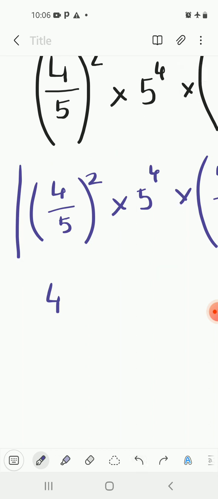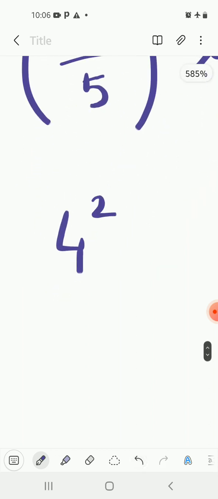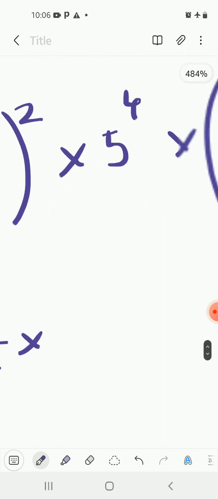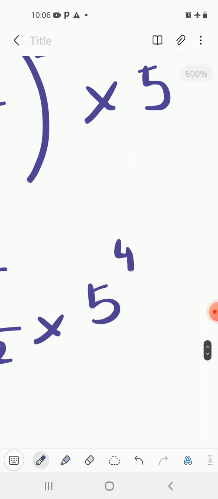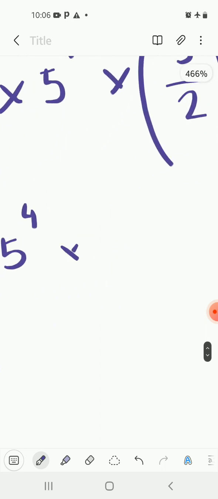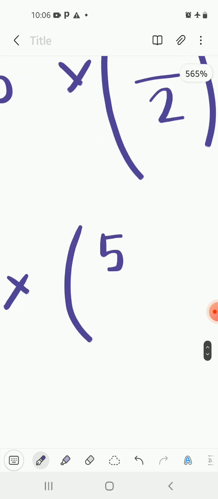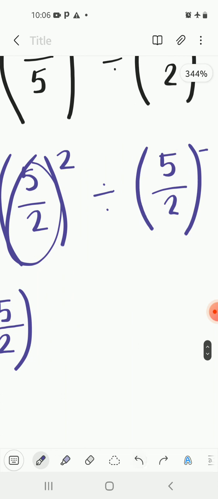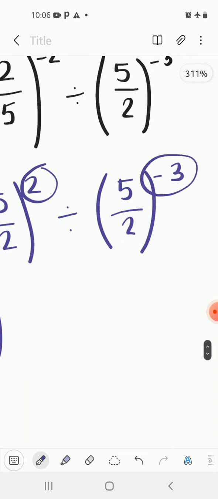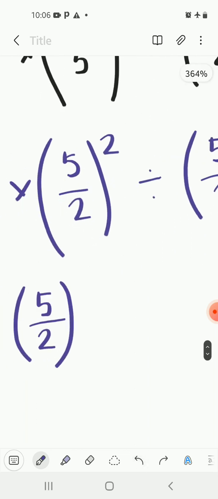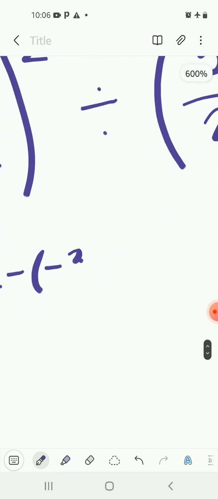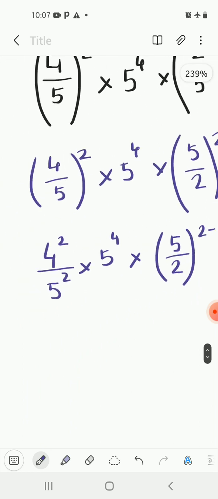Okay. So for this, we are going to write 4 square by 5 square, that is, splitting this into 5 to the power 4. And on this side, you can see 5 by 2 is the same base, 5 by 2, 5 by 2, and there is a division sign. So the power will be subtracted. So here 2 minus, and there is minus 3. Now we are going to solve this part of it.